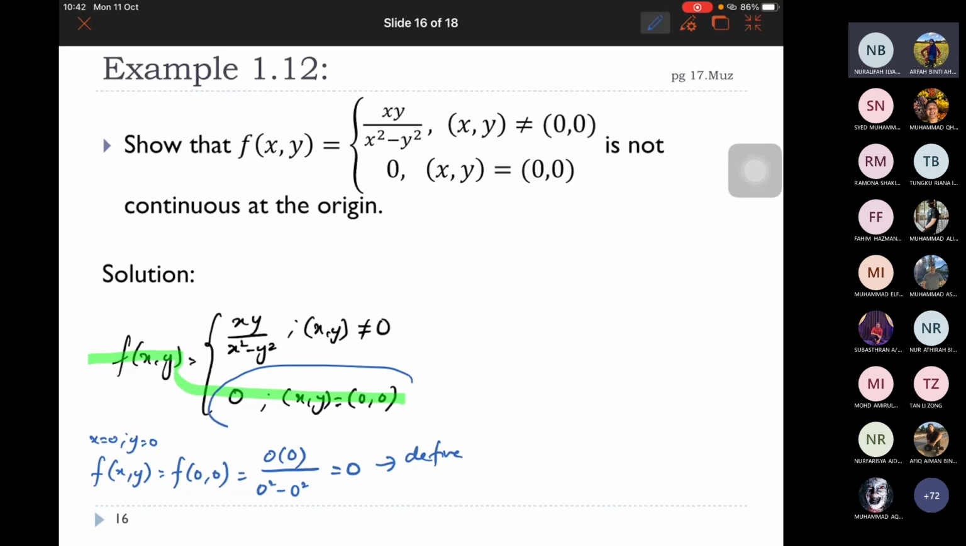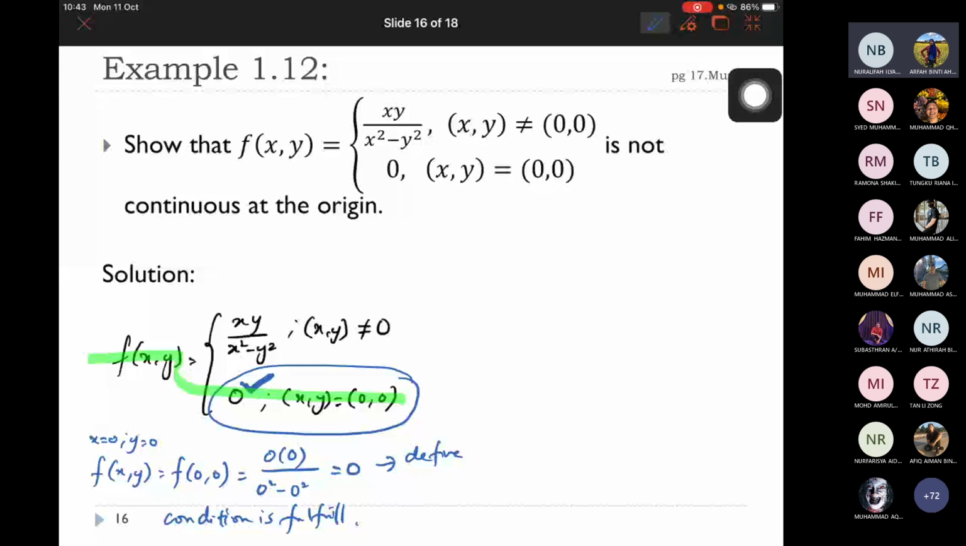Especially because you have this one. So dia cakap dekat sini, the value of the function will be equal to 0 bila x, y sama dengan kosong. That is why condition 1 is fulfilled. Dekat dalam function tu sendiri dia cakap. Kalau dia tak cakap pun kita gantikan value, dapat berapa nilai dia, adakah nilai dia dekat dengan nombor nyata. Tu yang define. 0 adalah satu nombor nyata. So that is why condition 1 is fulfilled. Condition 2 tadi kita dah tengok fulfill juga.